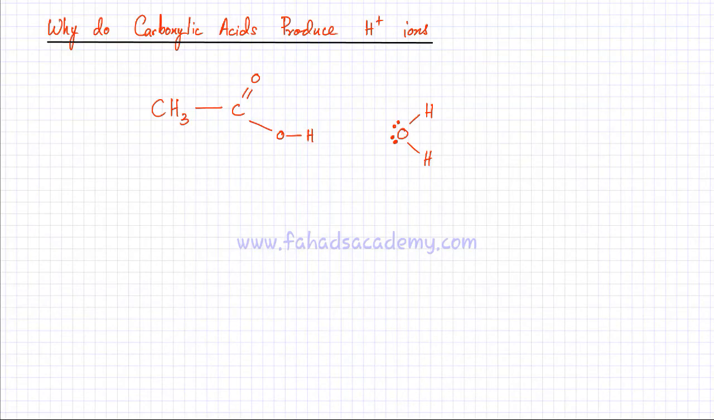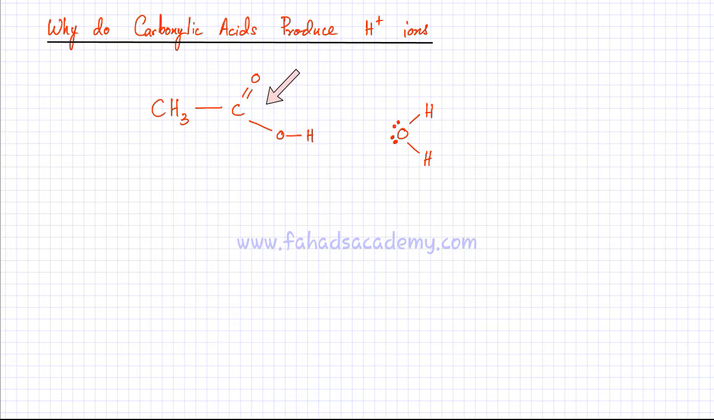In this lecture, I'm going to discuss why carboxylic acids produce H+1 ions. There's a question that since all the bonds in a carboxylic acid are covalent bonds, why do they ionize and end up forming ions? Now I've drawn a carboxylic acid.